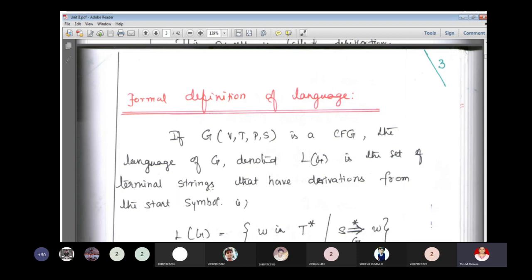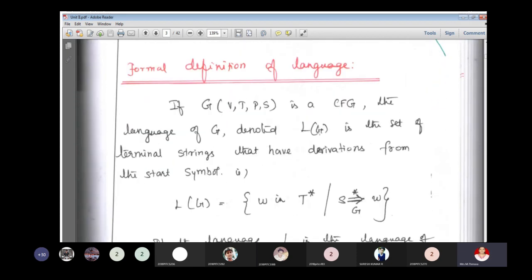So a set of terminal strings. Why should you use terminal strings? Always it should have only the alphabet. It should not have the variables. Okay. So a set of terminal strings that have a derivation from the start symbol. We have seen what a derivation is, isn't it? So when you can derive some set of strings from the start symbol, then that set of strings is called the language.